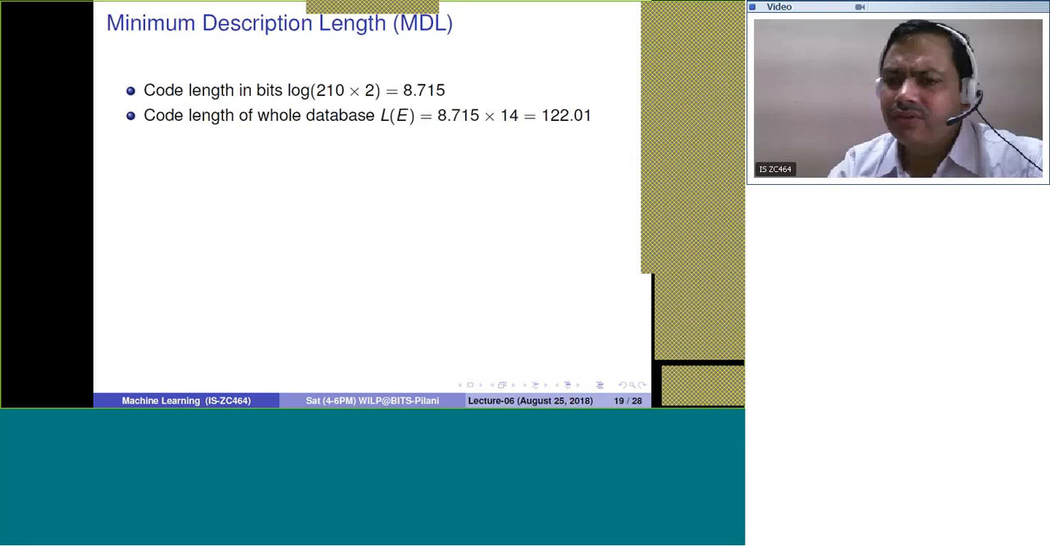So how much can you compress? Can anybody answer? How much can you compress? Somebody can tell me I can compress 10 bits. Somebody would be more optimistic. He can tell I can compress 22. After compression I can get the data.